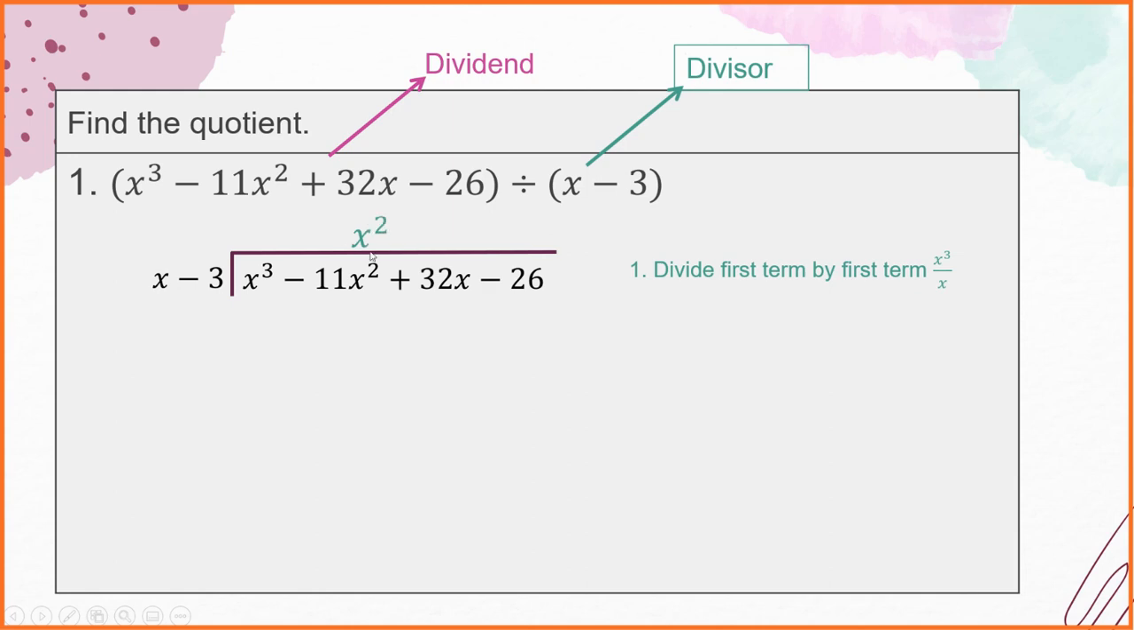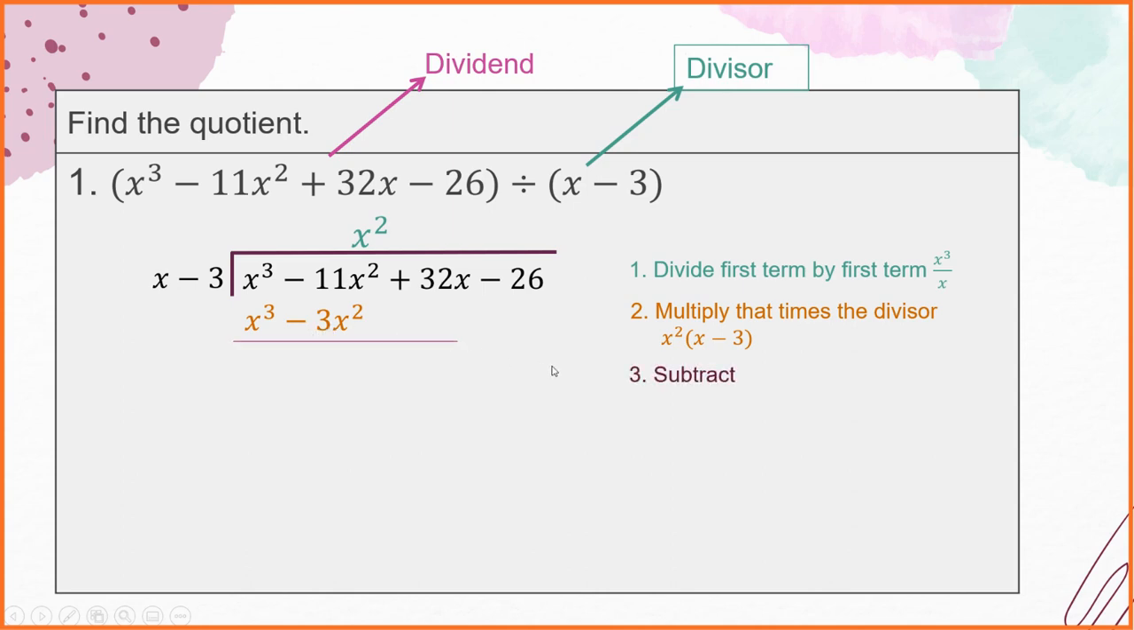We're going to write that up here. When the answer is x squared, I like to write it above the x squared term that was in the dividend. The next step is to multiply. So the answer we got from step 1, which was x squared, we're going to multiply that by the divisor. So I'm going to take x squared times x, which would give me x cubed, and then x squared times minus 3, which gives us minus 3x squared.